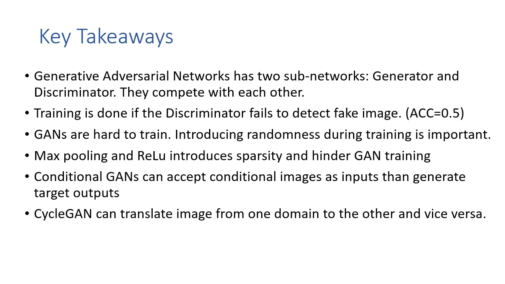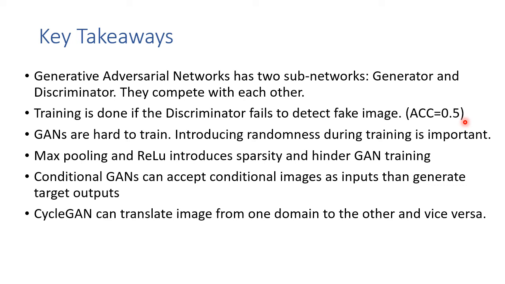Here are the key takeaways of today's class. Generative adversarial networks have two subnetworks, the generator and the discriminator. The two networks compete with each other. And the training is done if the discriminator fails to detect fake images. In other words, it cannot tell real and fake images apart, so the accuracy will be equal to 0.5. It's like a random guess whether the image is real or fake.